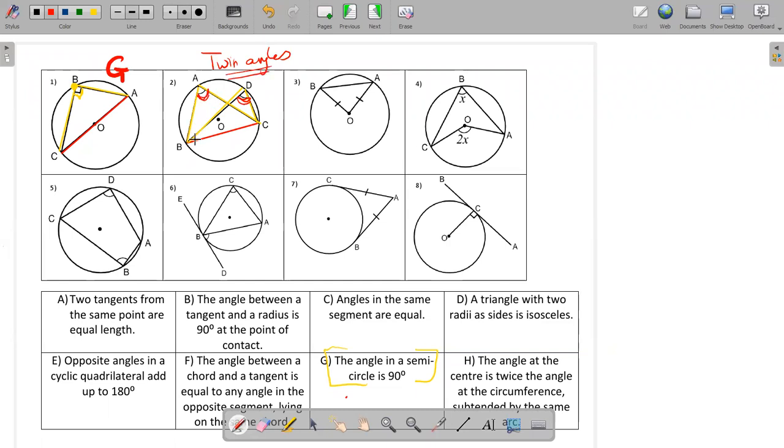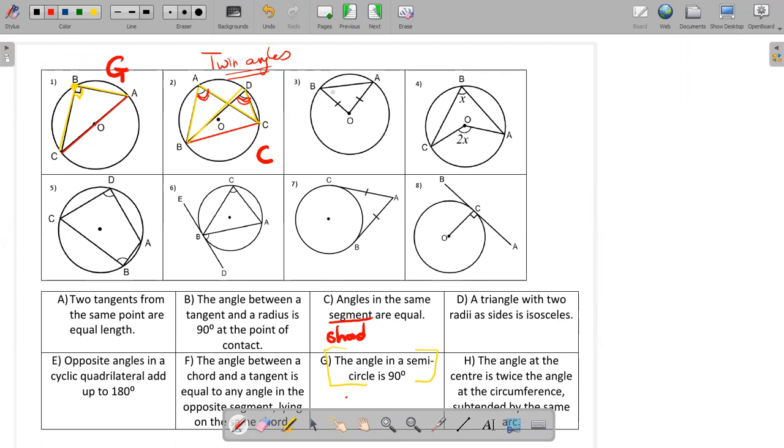Now, what is the official theorem? Angles that are on the same segments are equal. Anybody see that one? Cheyenne said C. That is correct. C is for number 2. Angles in the same segment are equal. Or you could say chord. You don't have to say segment. You could say angles on the same chord are equal.